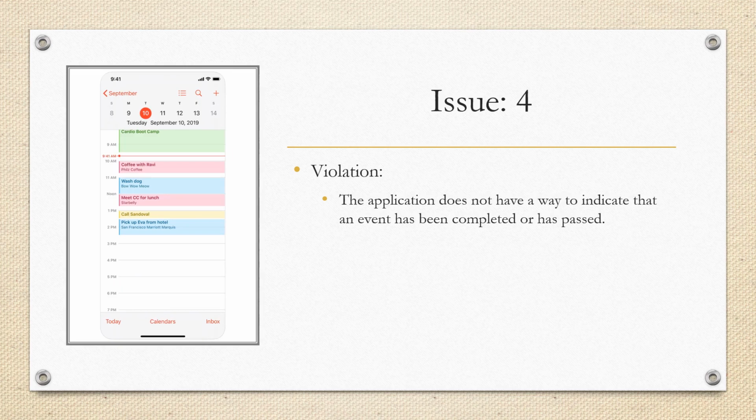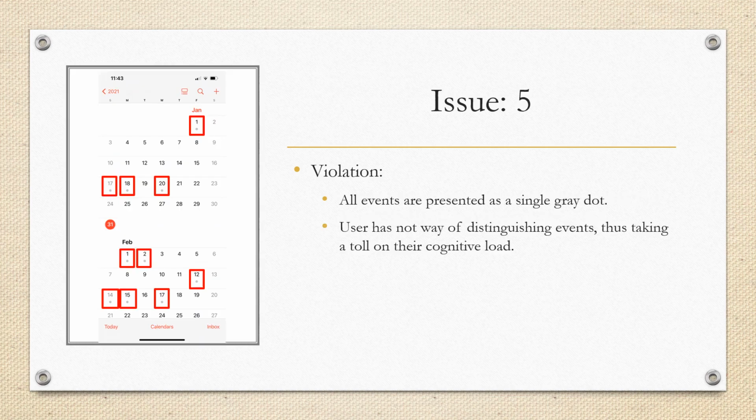Issue number 4 is that the application does not have a way to indicate that an event has been completed or has passed. Because of this, users have a lack of control when it comes to managing their tasks. Issue number 5 is that all events are presented the same. They are presented as a single gray dot. Users do not have a way of distinguishing events. This can take a toll on their cognitive load.